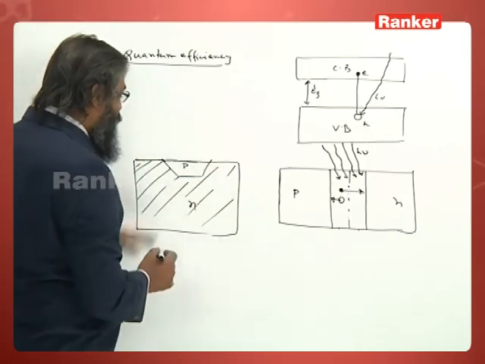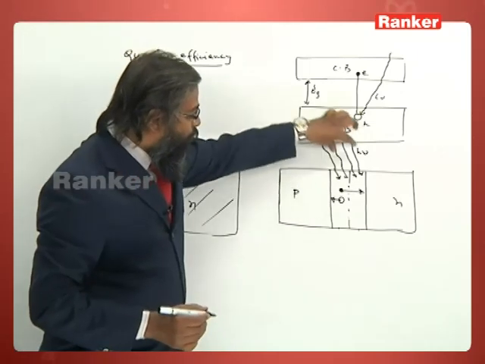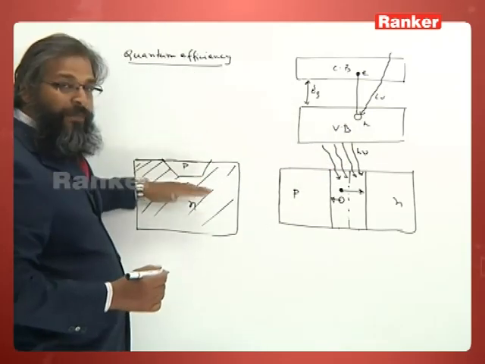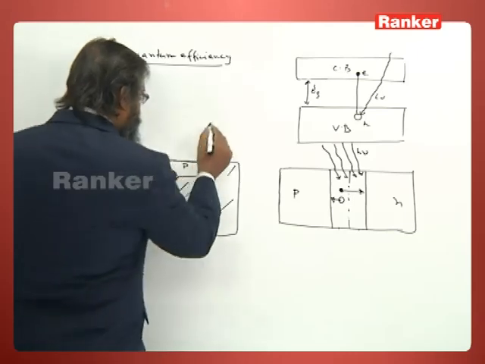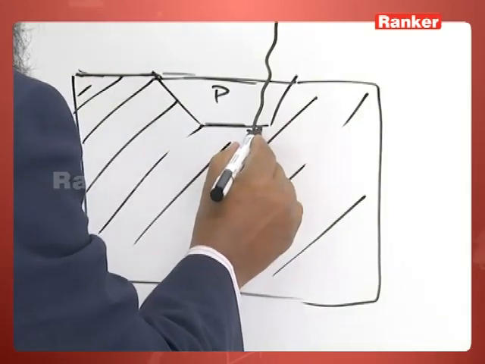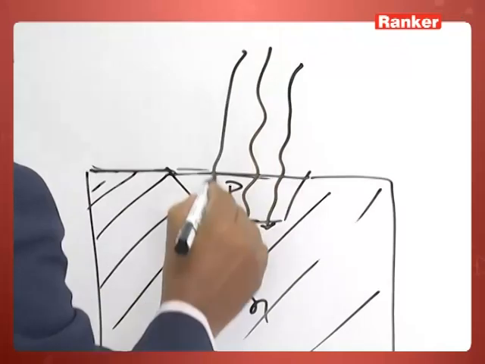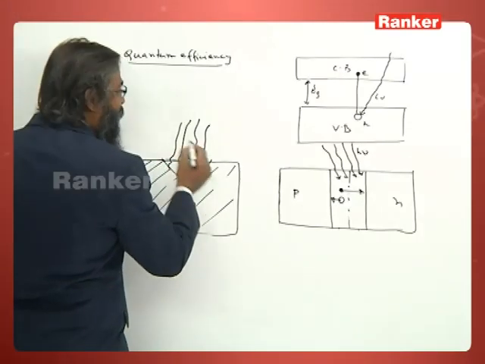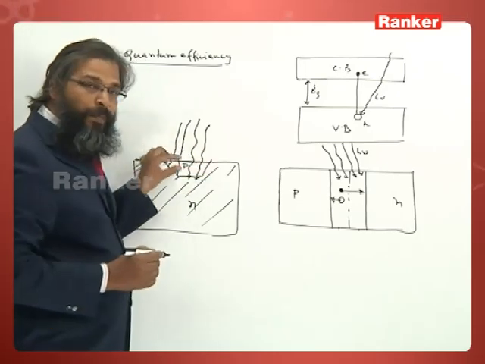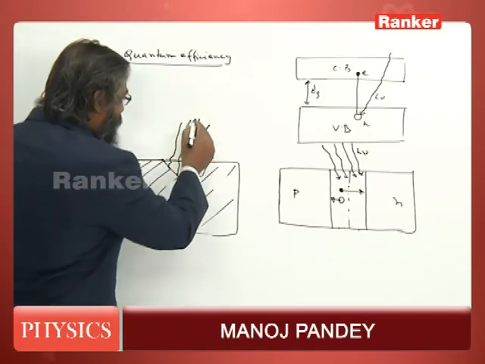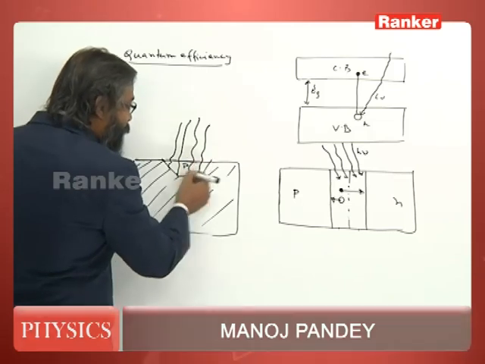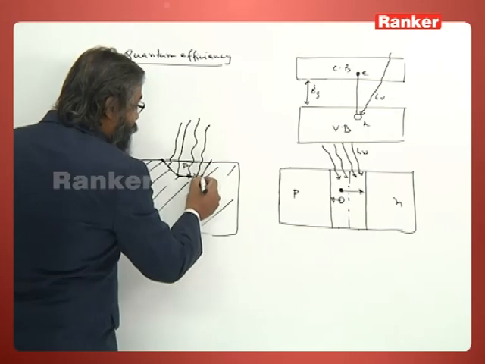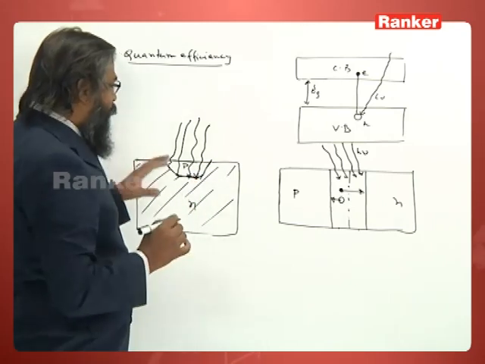You see, this junction is not exposed to light directly. This junction is sandwiched between this p type and n type. So the light is falling at the junction like this. So this p portion must be transparent. That is what I said, a transparent window should be there. The light should come through this transparent portion and then reach the junction. So here, very important point.